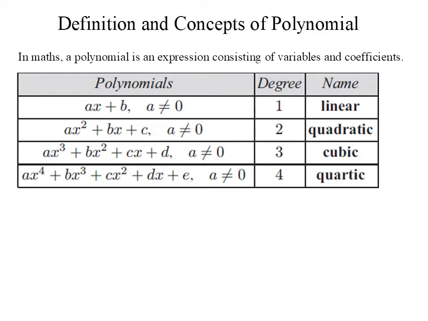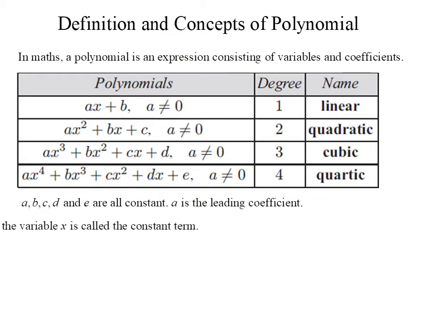The degree of a polynomial is defined as the highest degree of a monomial within a polynomial. Thus, a polynomial equation having one variable which has the largest exponent is called the degree of the polynomial, as shown in the table. Here, A, B, C, D, and E are all constants. A is the leading coefficient, and the term not containing the variable x is called the constant term.